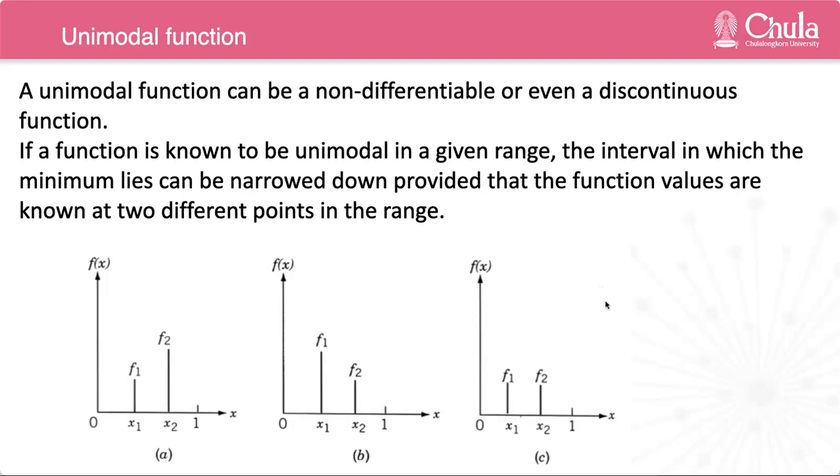Sir, can you show why, for the first figure A, we can eliminate the right side? Why is it impossible? The right side is x2 to 1? Yeah, we should eliminate x2 to 1. But why is it impossible to have a minimum here? Oh, because it's unimodal. So you see that x1 is less than x2, right?